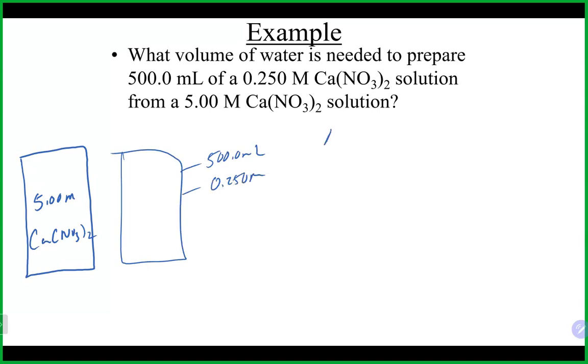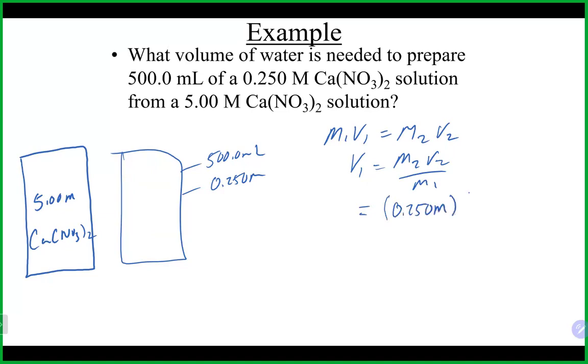So we're going to use our M1 V1 equals M2 V2. Here we will solve for V1, which is the only thing we do not have. And again, I'm going to leave it in milliliters because it will work out okay here. So my molarity 0.25 molar times my 500 milliliters divided by my original molarity, which is 5. And at this point, the molarities cancel. And again, that's why it works out okay. I'll end up with milliliters in this case.